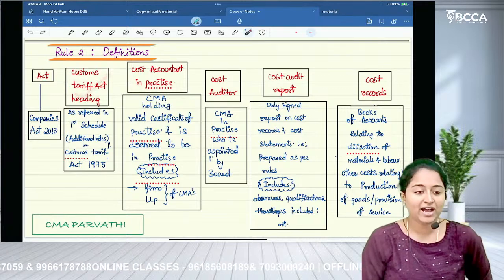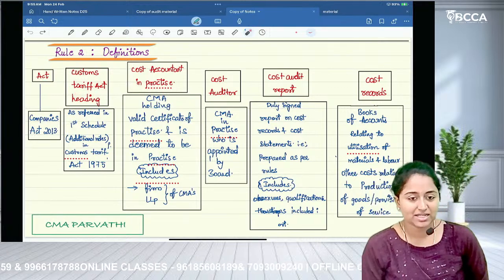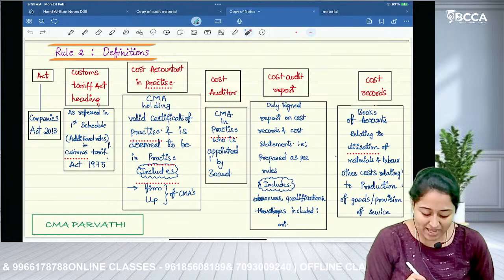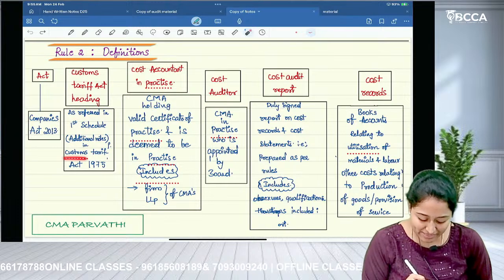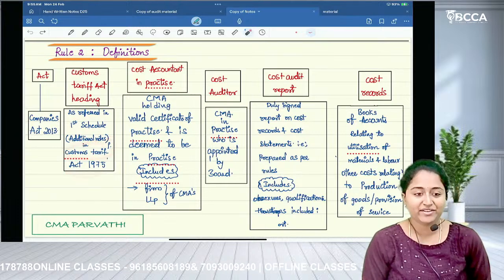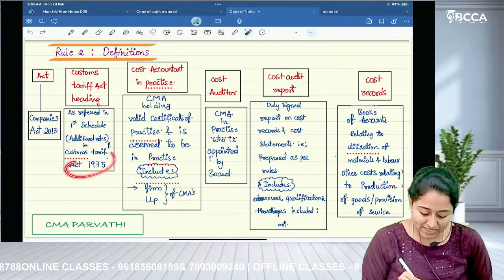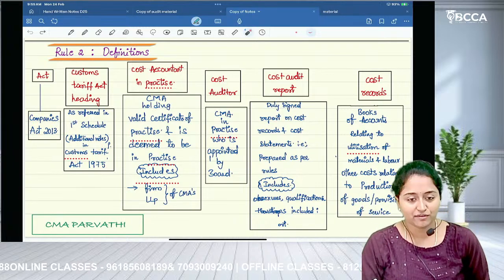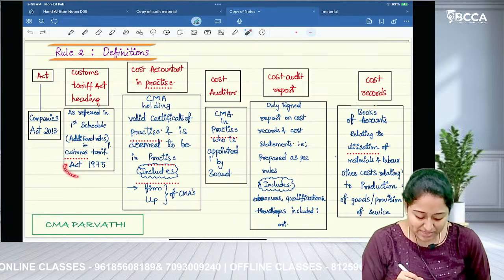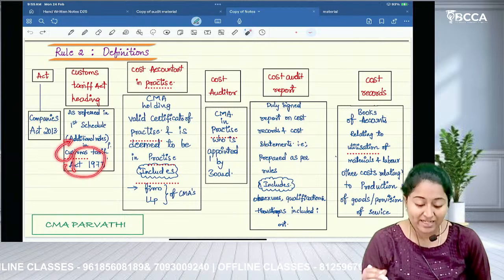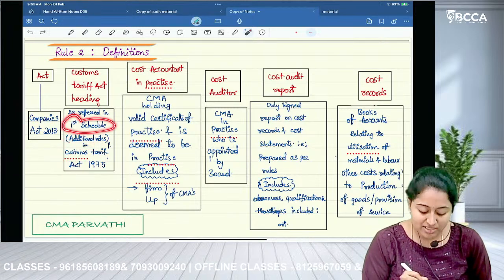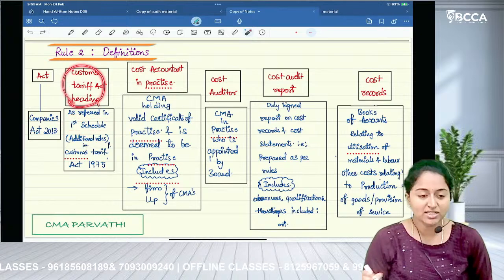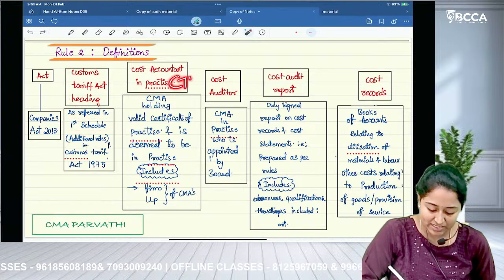Customs Tariff Act heading. Now what is this Customs Tariff Act heading? As referred in the first schedule, additional notes in the Customs Tariff Act 1975. So there is the bare act, Customs Tariff Act 1975. In this Customs Tariff Act, there are certain additional notes. In these additional notes, first schedule, they have given us certain headings, CTA heading.